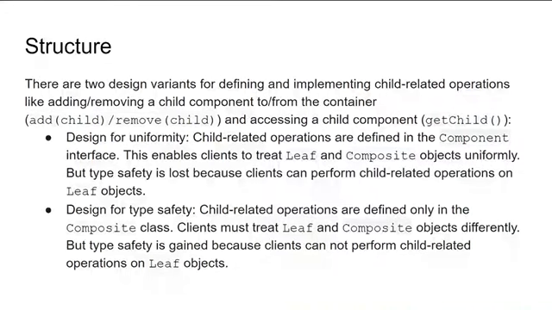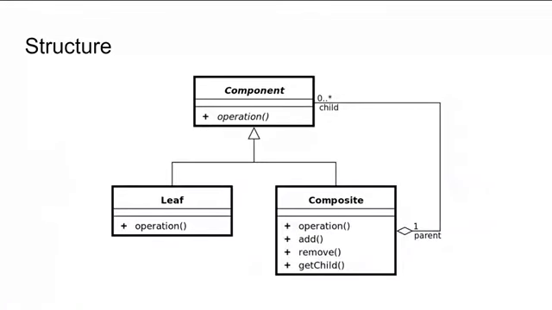The other one is designed for type safety. Child-related operations are defined only in the composite class. Clients must treat leaf and composite objects differently. But type safety is gained because clients cannot perform child-related operations on leaf objects. So here is the detailed UML class diagram for the design for type safety variant.